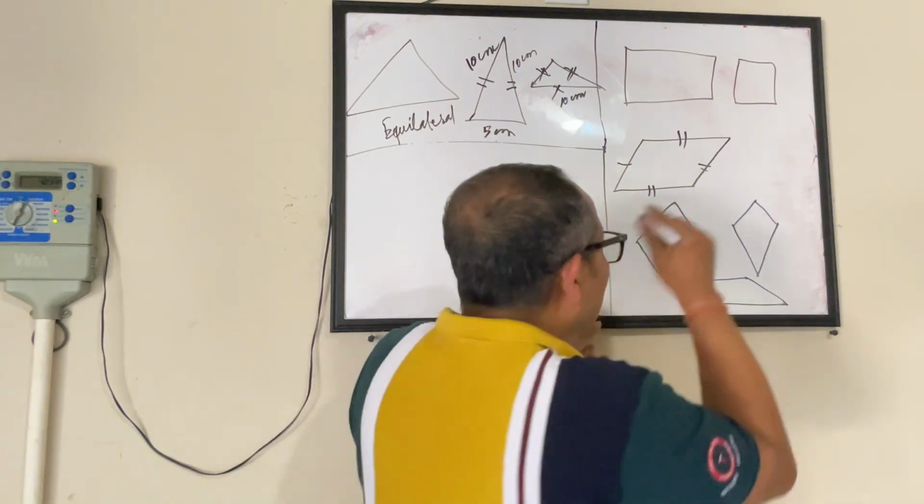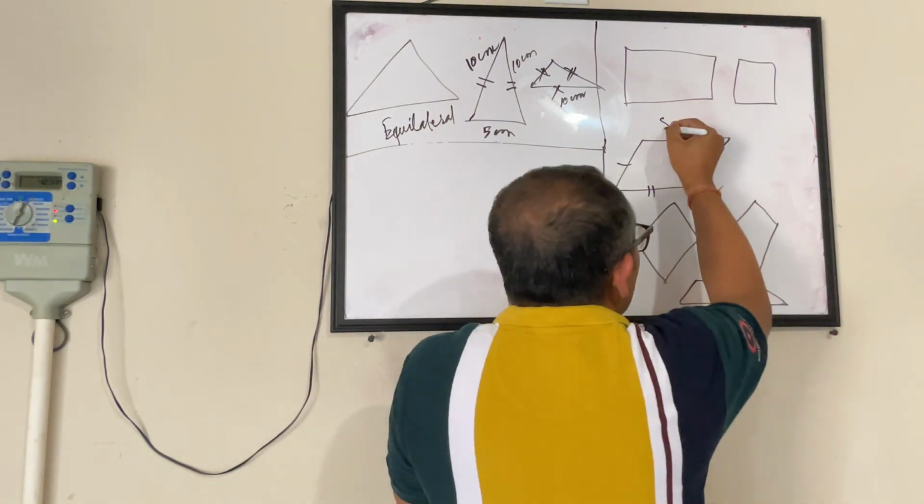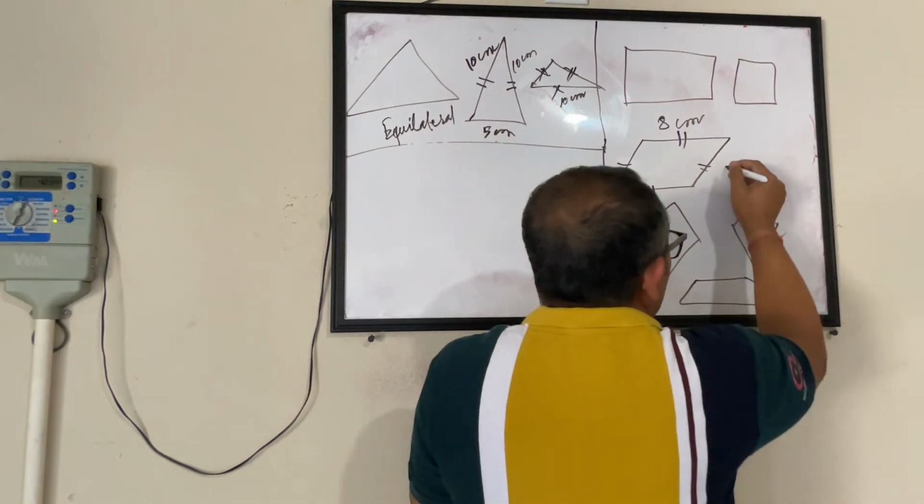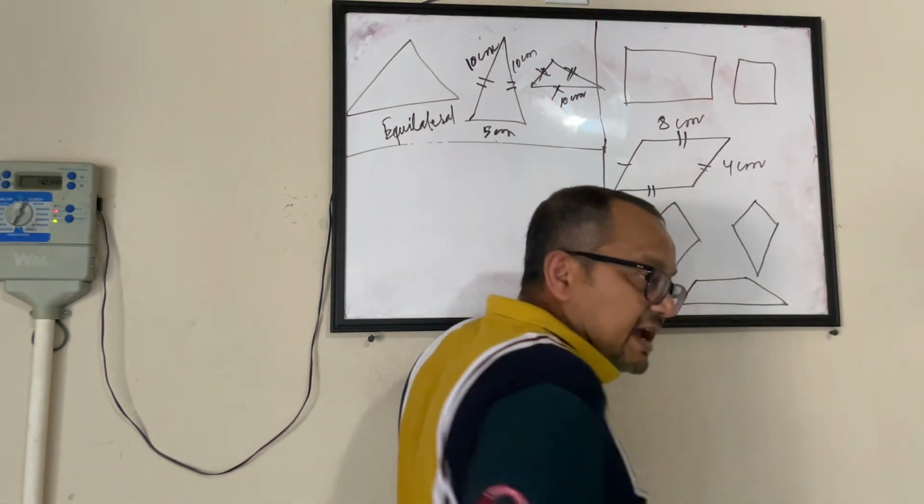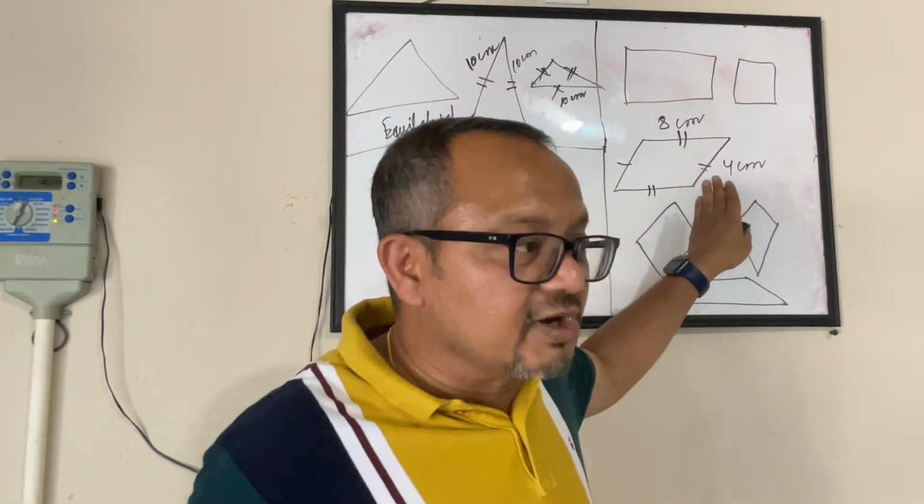Now, let me give you an example. This is a parallelogram. This side is 8 centimeter. This is 4 centimeter. Can you tell me what is the perimeter of this parallelogram?